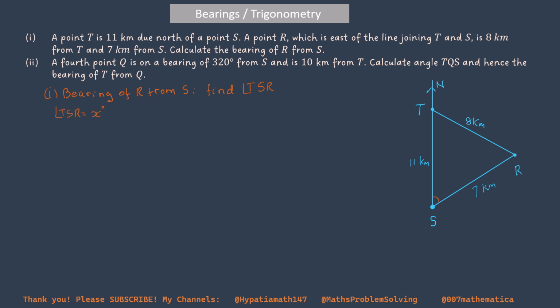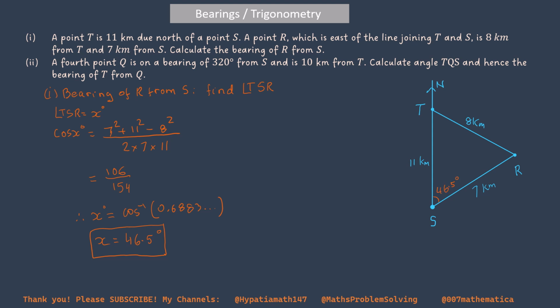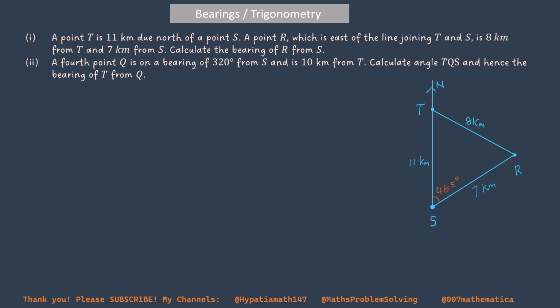So we assume that TSR is X, and then using the law of cosines, you would get cos X is 106 out of 154, and then X equals 46.5 degrees. So that's part A completed.